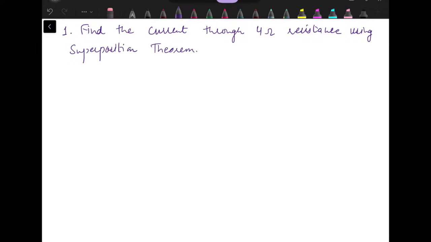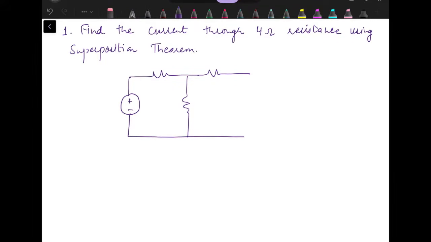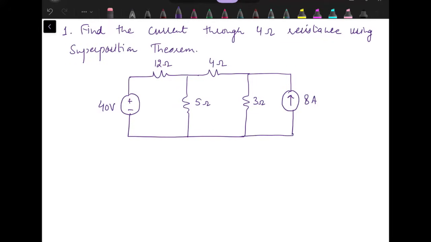for the network. So what is the network that I am drawing over here? We have one independent voltage source of 40 volts, and we have one more independent source, but that is a current source which supplies 8 ampere current. So we have to find out the current through 4 ohm resistance.